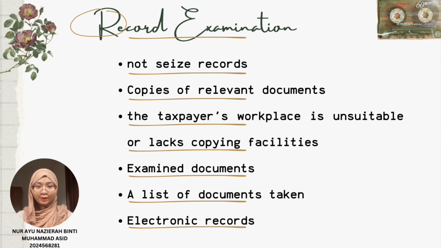Audit officials will not seize records but will examine them at the taxpayer's business premise. Copy of relevant document may be made if necessary. If the taxpayer's workplace is unsuitable or lacks copying facility, documents may be examined at the IRBM office with the taxpayer's consent. Examined documents will be returned to the taxpayer. A list of documents taken will be provided to the taxpayer for verification. Electronic record should be made available in a hard copy for examination. If not possible, audit officials may copy electronic record onto tapes or disks with taxpayer assistance.